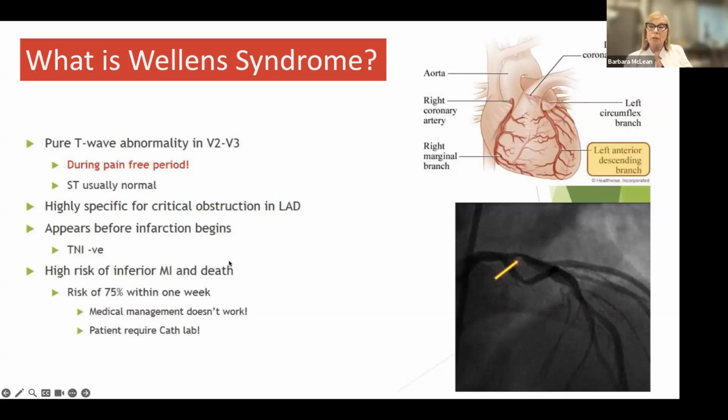They have a very high risk of anterior or inferior myocardial infarction and death, and 75% risk of death within the first week. Medical management doesn't work. Ticagrelor, aspirin, Plavix, heparin, nitroglycerin, if you were doing that, morphine, oxygen, medical therapy doesn't work. You have to go to the cath lab for this critical obstruction.